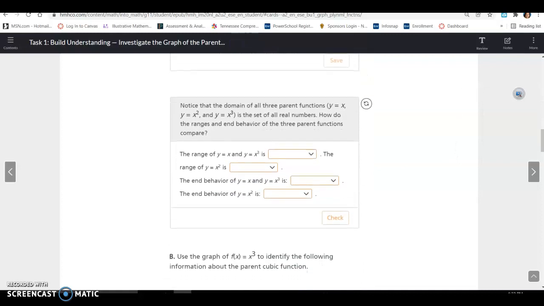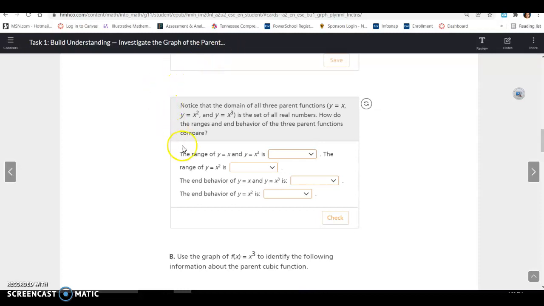Alright, it says notice that the domain of all three parent functions, y equals x, y equals x squared, and y equals x cubed, is the set of all real numbers. That means it goes left and right. Your domain is your x's, left and right, forever. How do the ranges and end behavior of the three parent functions compare?